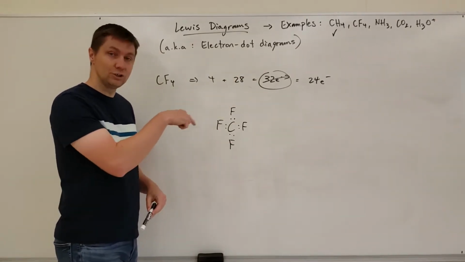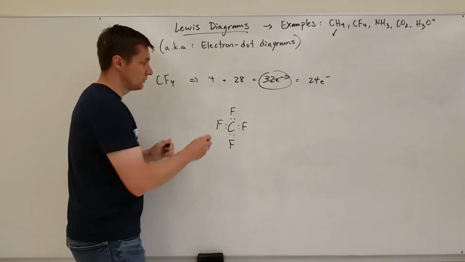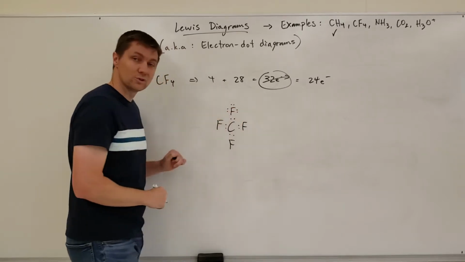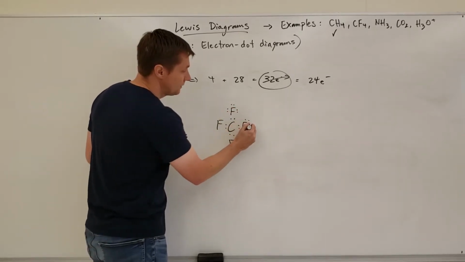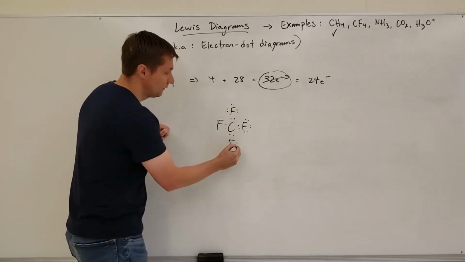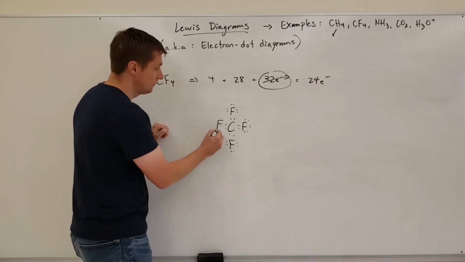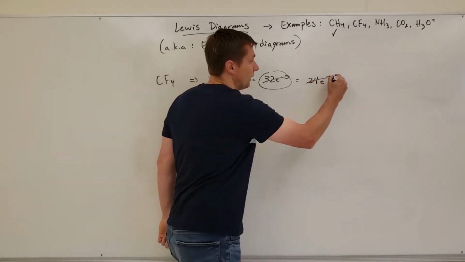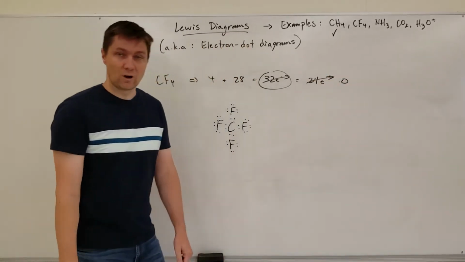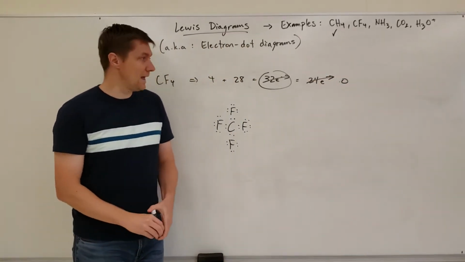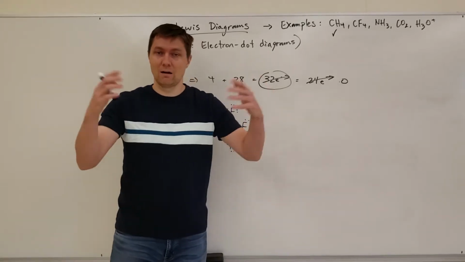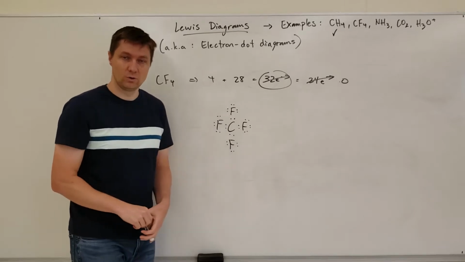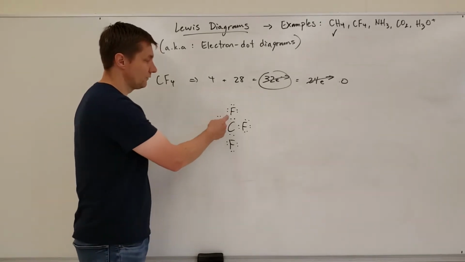And I'll just do each fluorine at a time. So I'm going to go 2, 4, 6, 8, 10, 12, 14, 16, 18, 20, 22, 24. So of these 24, I've used all 24. I have 0. And now once I'm at 0 electrons here, now I want to check my octets. So again, I know that the carbon octet is full. We've already established that. And then I look at the fluorines.